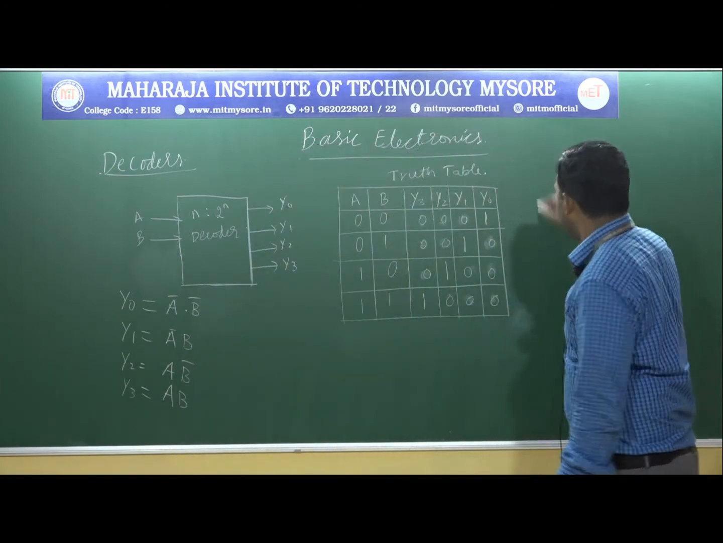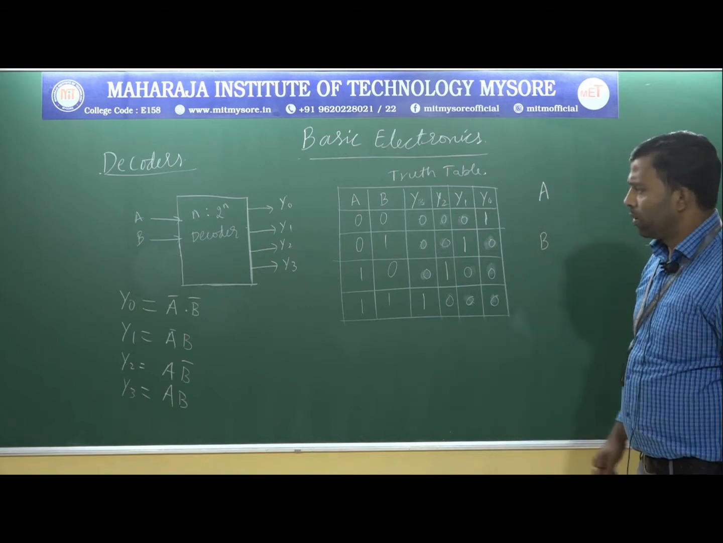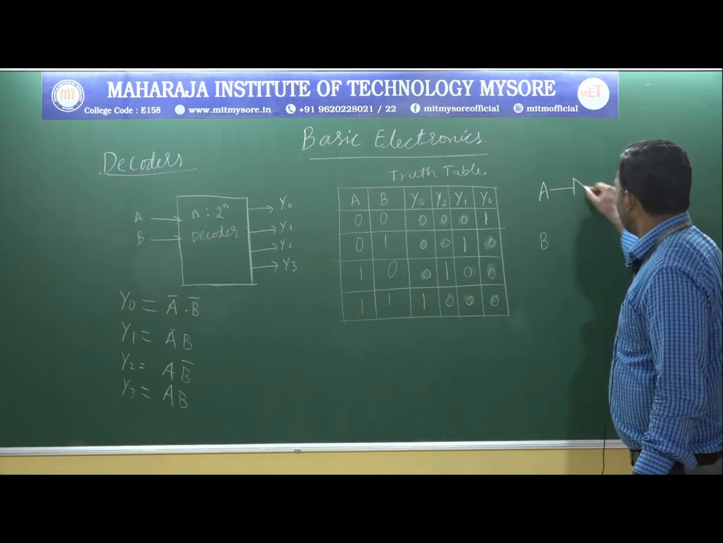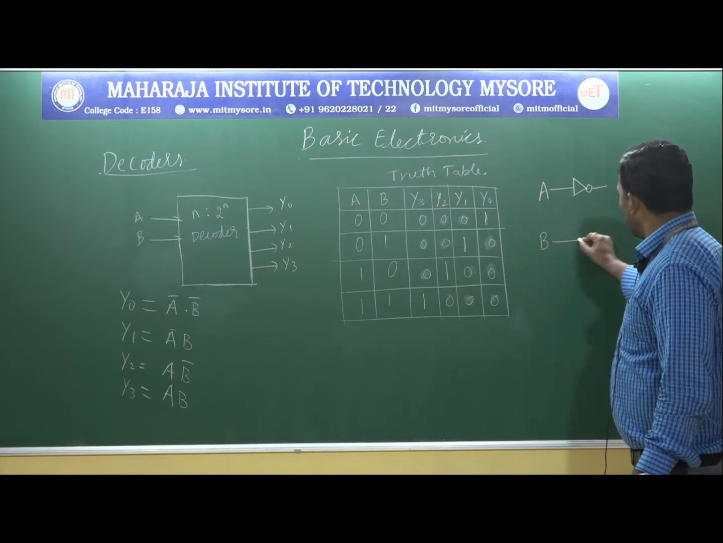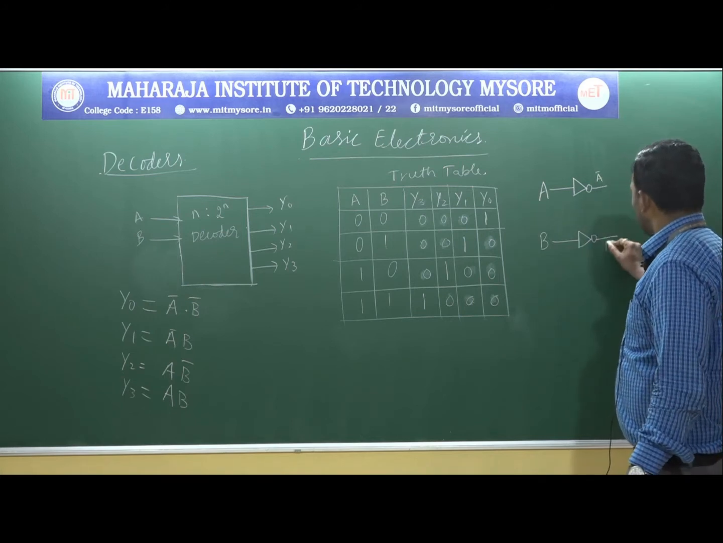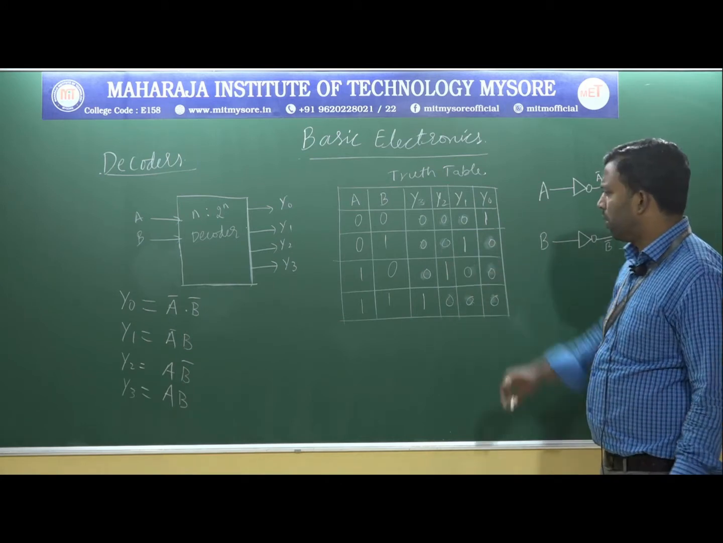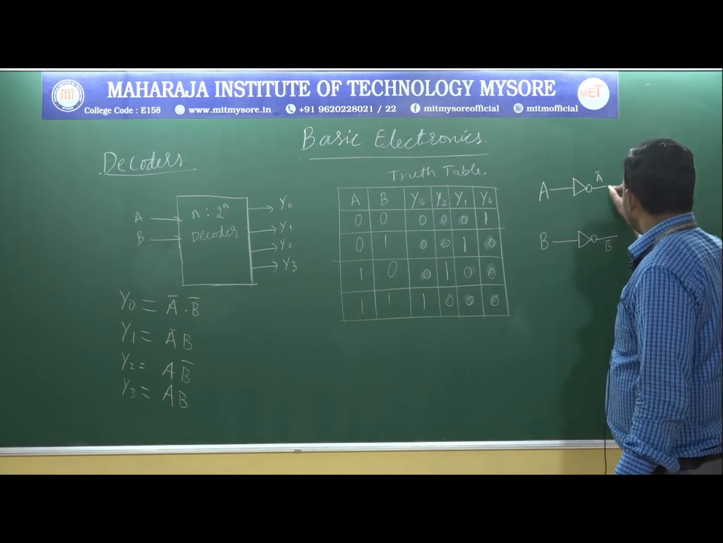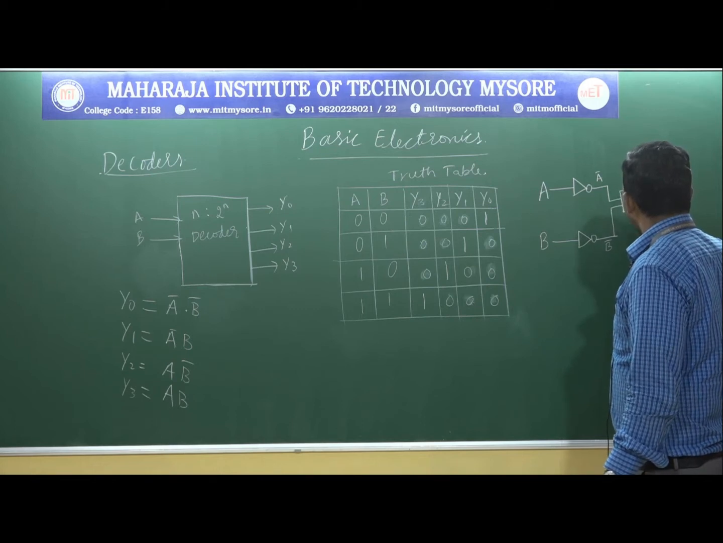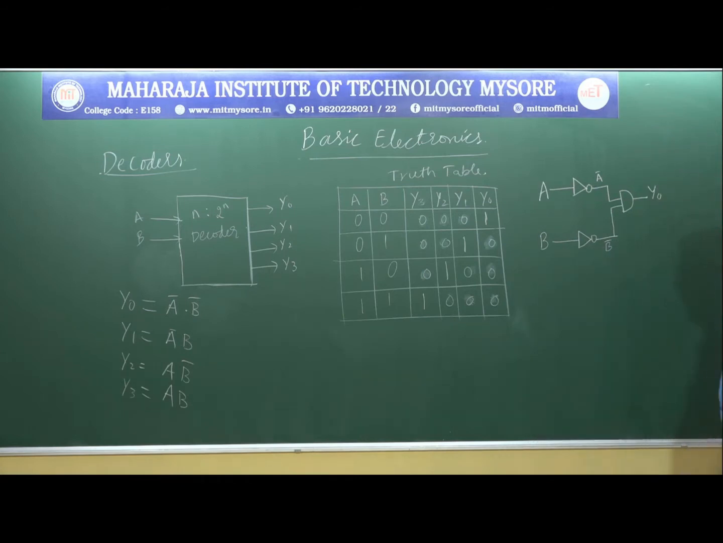First, I take 2 inputs A and B. What is Y0? A bar, B bar. So apply this to a NOT gate, and this to a NOT gate. We get A bar and B bar. So first thing is A bar, B bar; apply these to an AND gate. This becomes Y0.